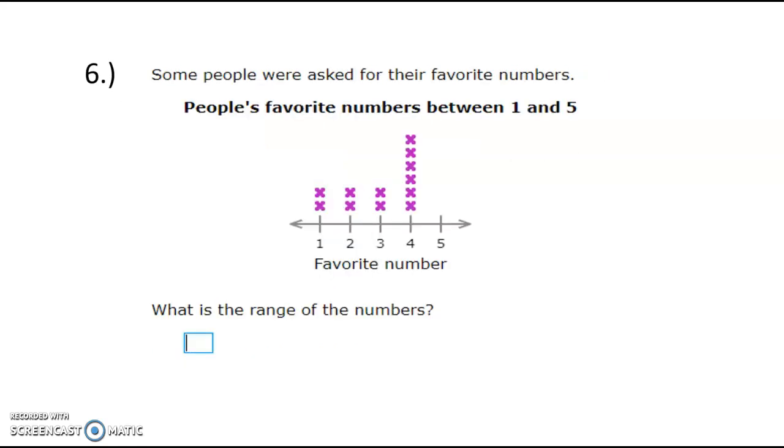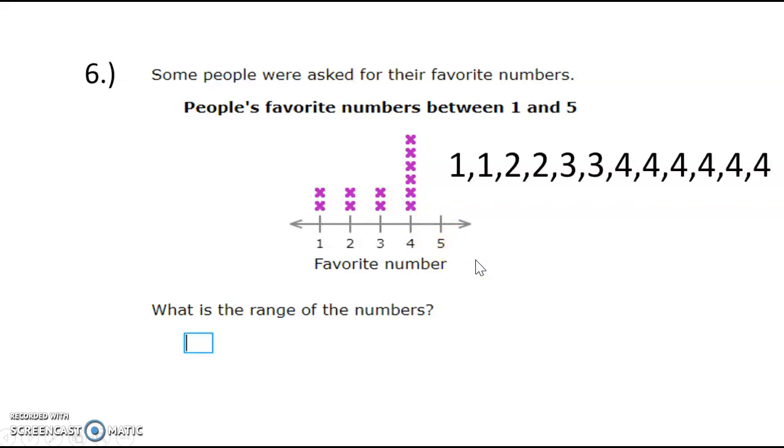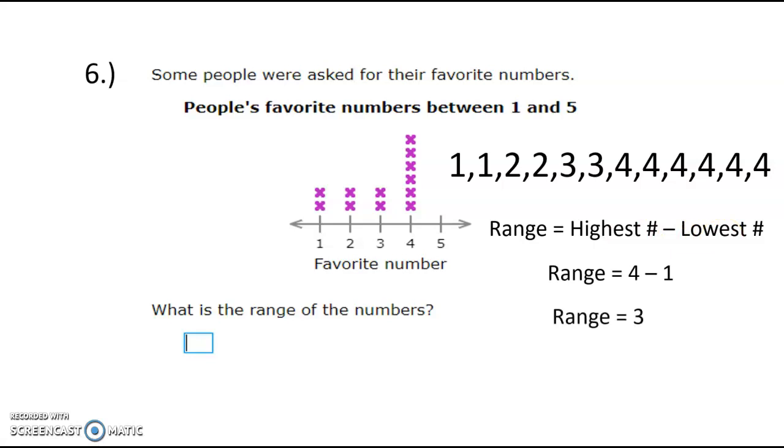Number 6 is asking you to find the range. In this particular problem, you are given what's called a line plot or a dot plot. Typically, you'll have X's above numbers or little dots above numbers. That's why it's called a dot plot, or it's also called a line plot. The data that's represented by this line plot is as follows. The range is found by subtracting the smallest number from the largest number. 4 minus 1 is 3. Therefore, the range for number 6 is 3.